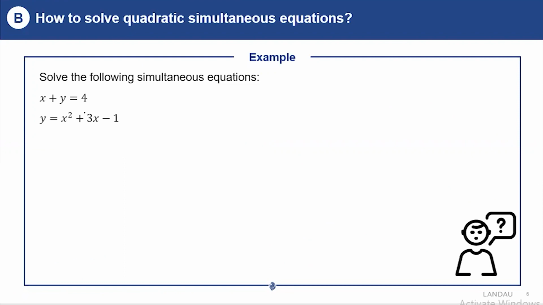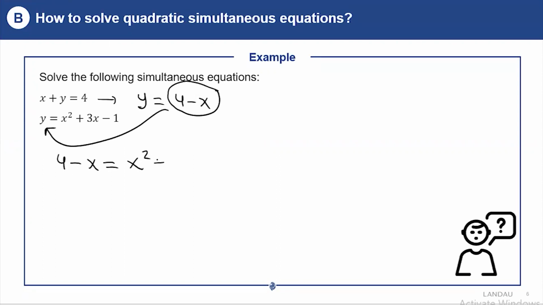In the second quadratic simultaneous equations, we have x plus y equals 4. If you want to eliminate one of them or substitute one of them, firstly, let's rearrange the equation. So we can write, for example, y equals 4 minus x. And then you can take 4 minus x and plug into the second equation instead of y. So we will write 4 minus x equals x squared plus 3x minus 1.